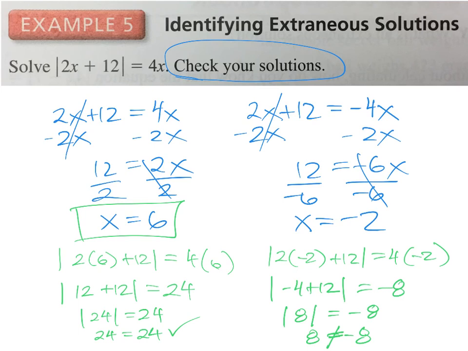It's known as an extraneous solution. That means that it's a solution that you get, but when you check it, it doesn't work. So it's not really a solution. So the only solution to this problem is x equals 6. All right, on to the next example.